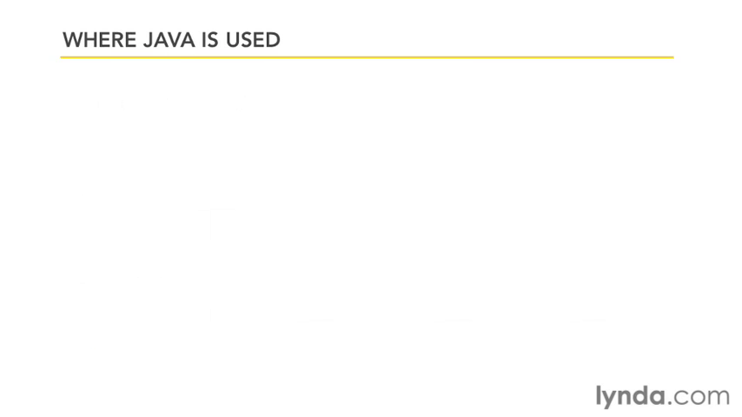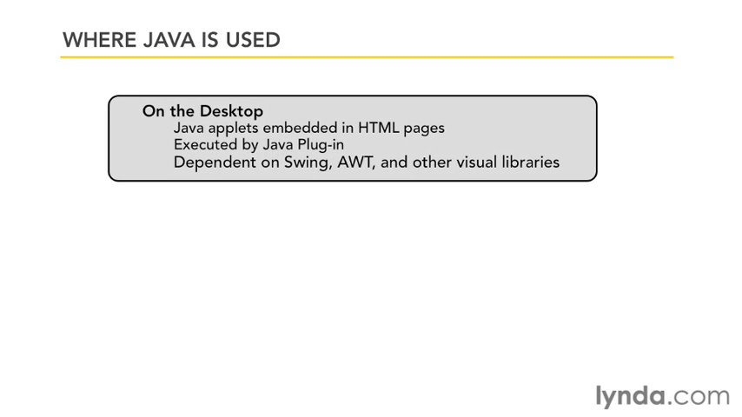So once you've learned how to work in Java, where can you use it? Well, Java is implemented in many environments and used for many different kinds of applications. You can use Java for desktop applications, either actually installed on the desktop or delivered through browsers as Java applets embedded in HTML pages. These are called graphical Java applications, and they use libraries called Swing and AWT to build their visual presentation.